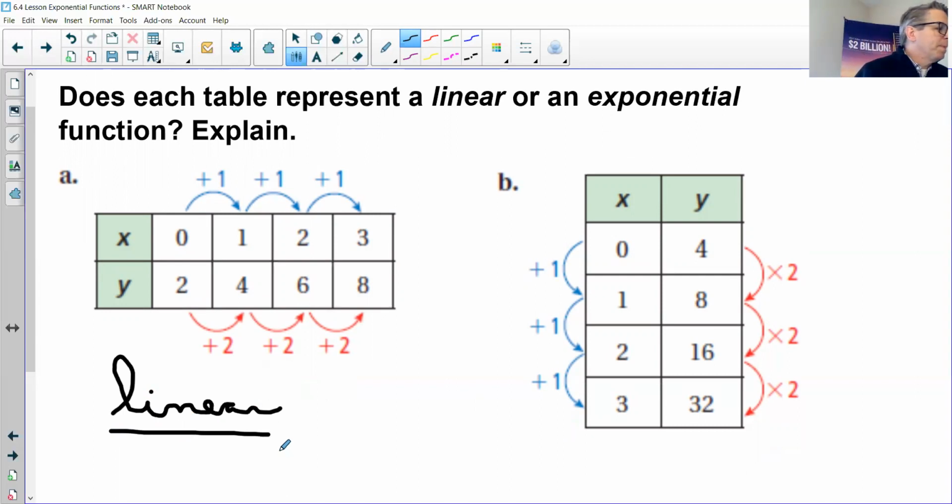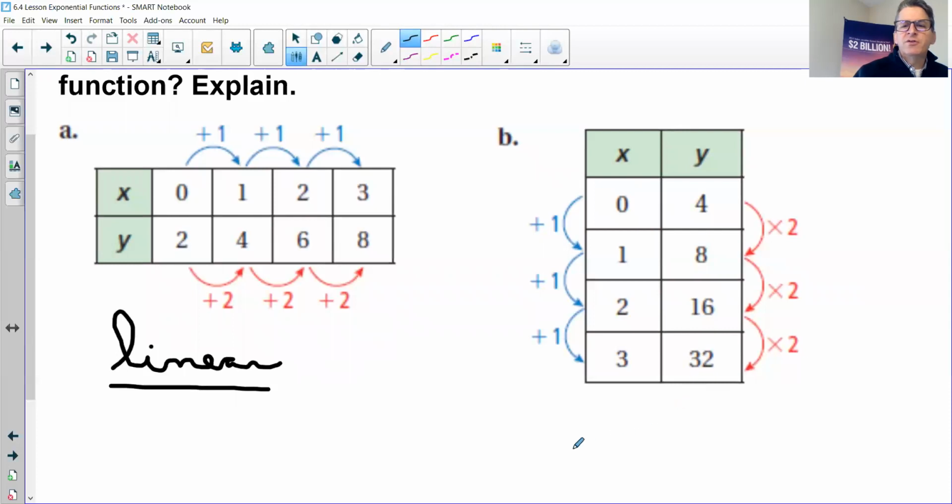Letter B. As x increases by 1, y is multiplied by 2. So as x increases by 1, y is multiplied by 2, so the function is exponential.